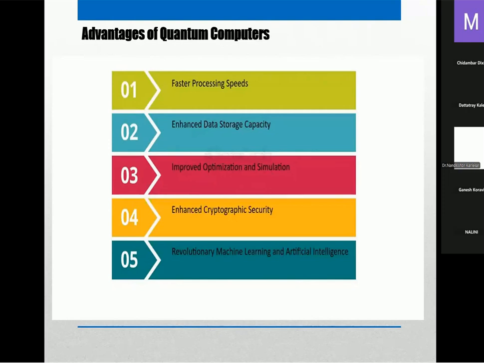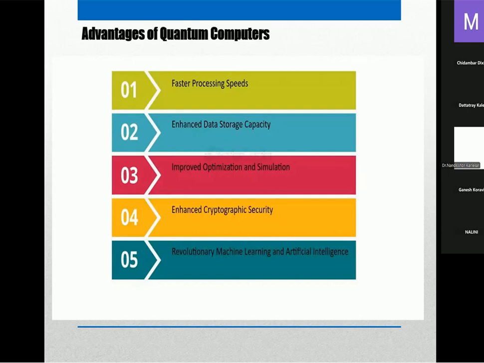Security is very important, and we need better security to protect our data and applications. With quantum computers, we can have advanced cryptographic security, because we are going to increase the hardware capacity and the different probabilities we use. That is an advantage of quantum computers. And last, I can say revolutionary machine learning and artificial intelligence as well.